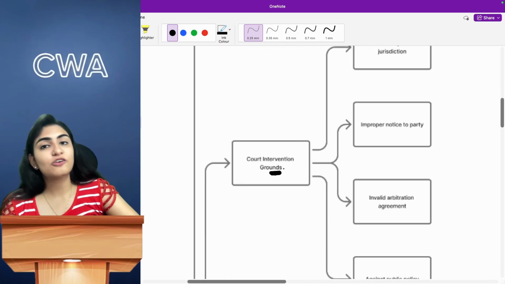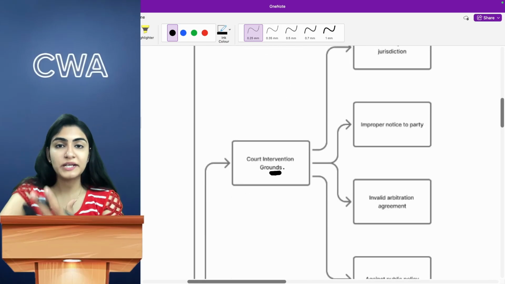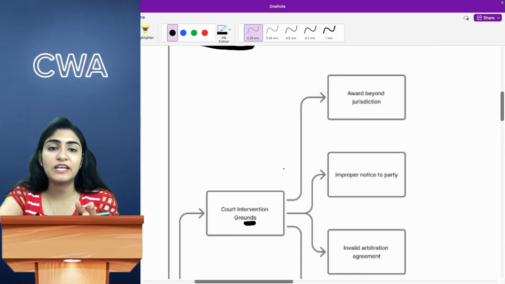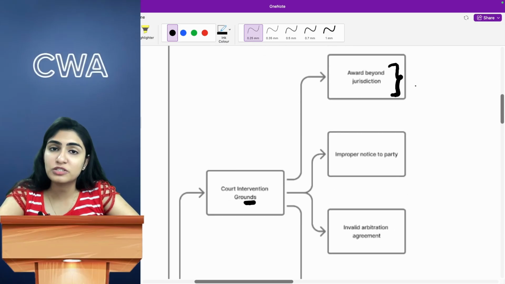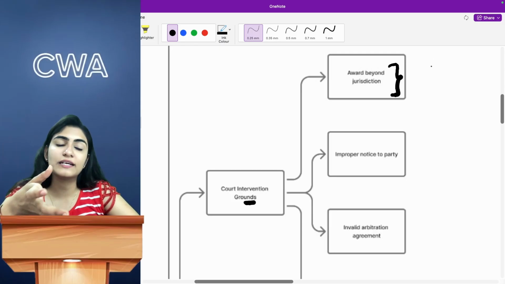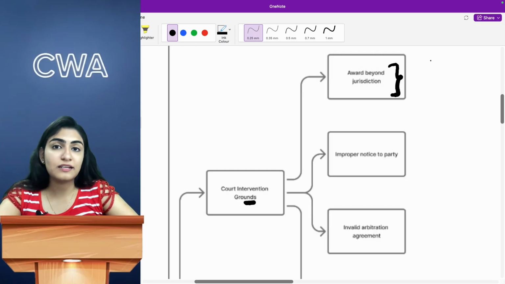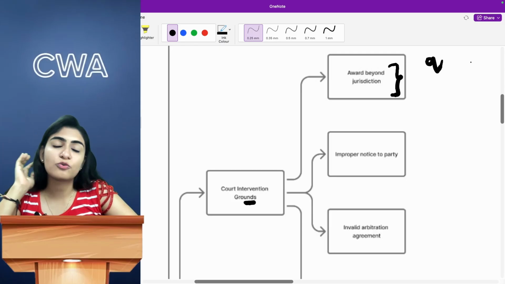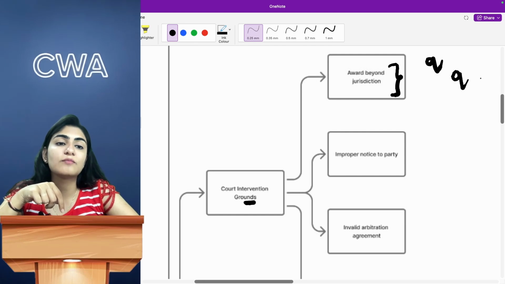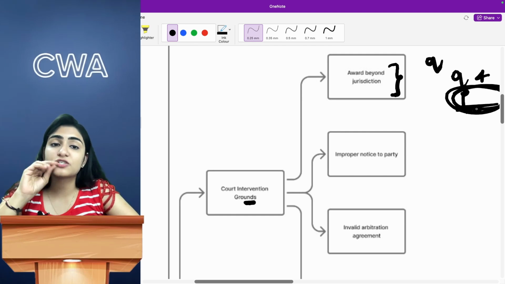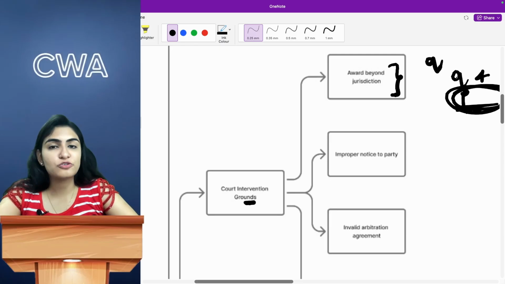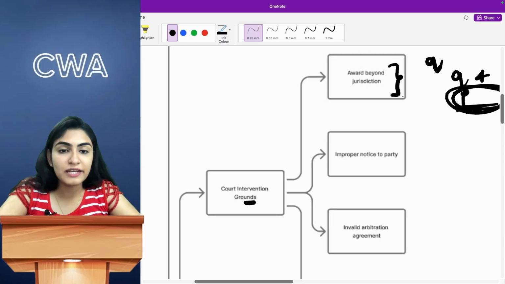Court intervention on the grounds. When will the court intervene? We just discussed the very first scenario, where anything is beyond jurisdiction. Let's say in our example the dispute was about quality, but in the award it is written about quality as well as payment. In such a case, the award is beyond jurisdiction and the court can intervene.